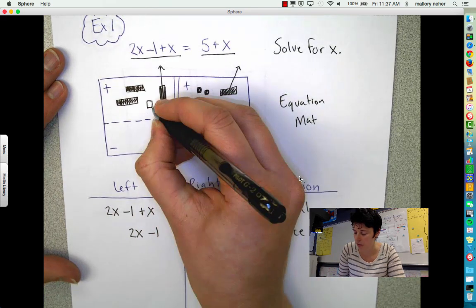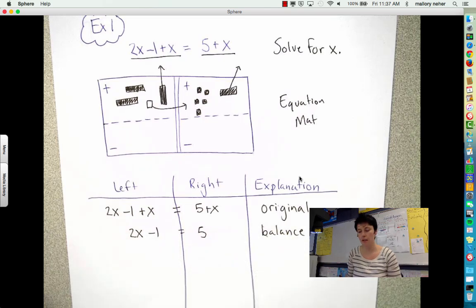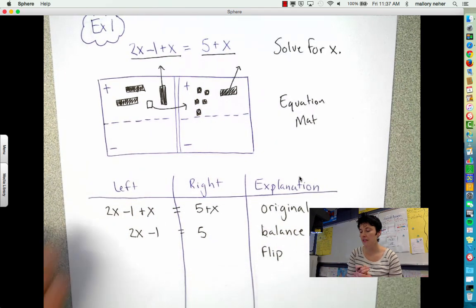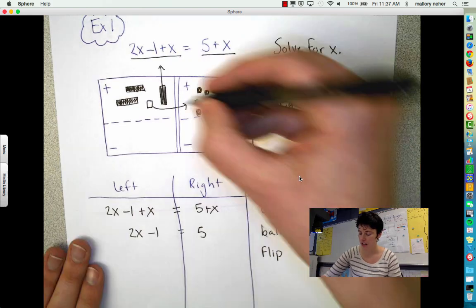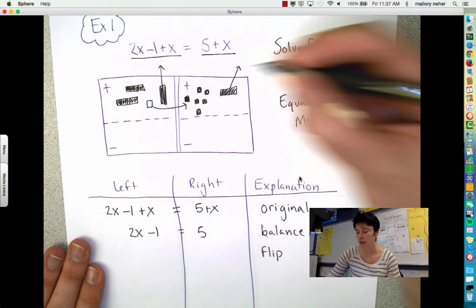What I'm going to do is move this one unit over. I'm going to flip it to the other side of the mat. So that's my next move. Let's do a flip. And when I flip it to the other side of the mat, it's going to go over here and become a dark shaded unit.